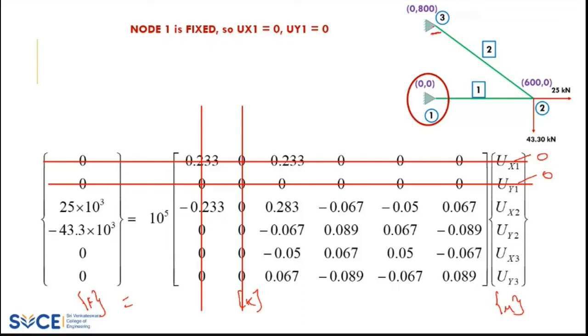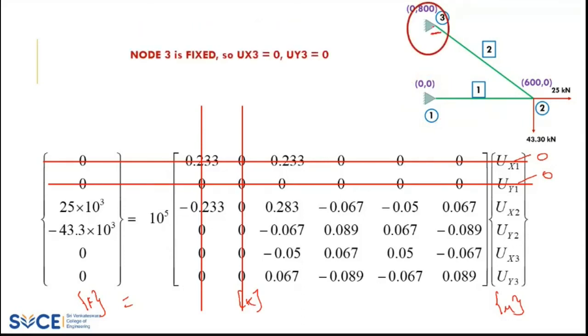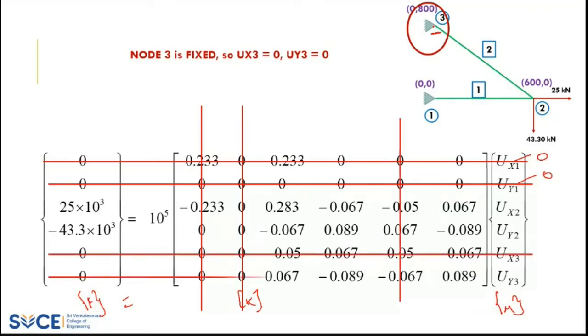Similarly, go to nodal point 3. What does nodal point 3 say? It is also fixed. ux3 is 0 and uy3 is 0. Which means your fifth row, you can strike it out, fifth column, strike it out. Then last row, last column, strike it out. Whatever the remaining terms, that alone has to be considered for your answer.